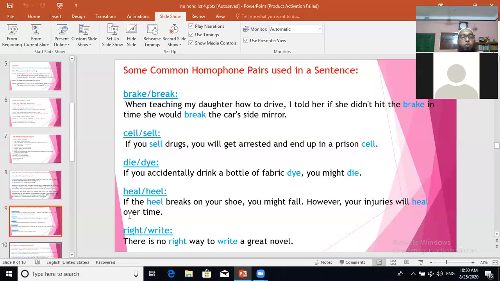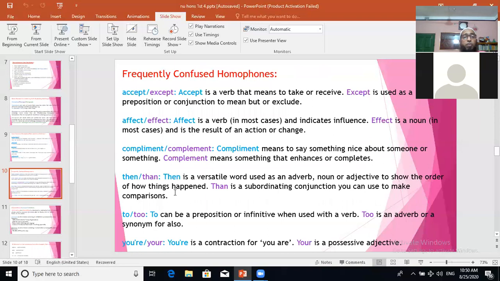Now let us see some more items. Frequently confused homophones. There are some homophones we are confused with.